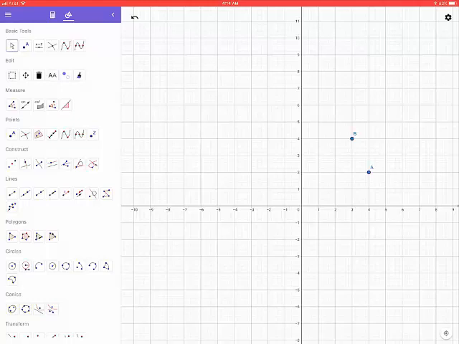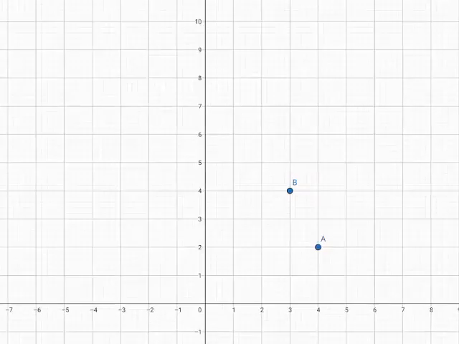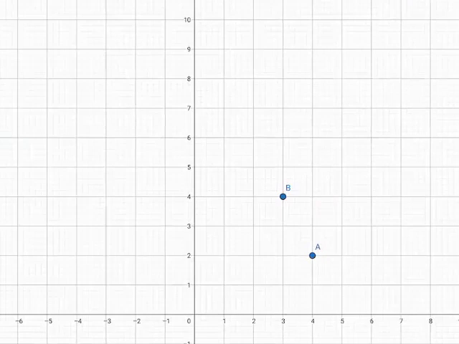So welcome to the examples for session 2.3. We're going to go ahead and do number 18. And number 18 is asking us to plot each pair of points to determine the slope of the line containing them and then graph the line.